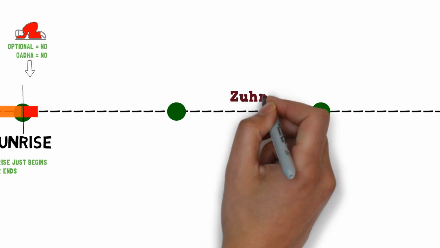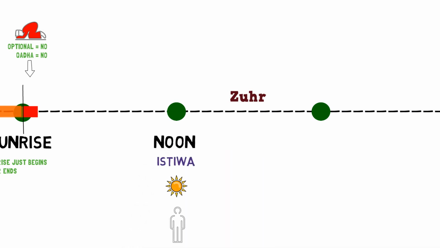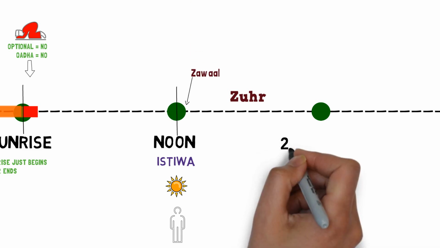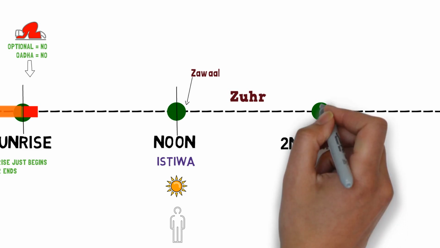Before we consider the start time, we need to have a look at Noon, Istiwa. This is when the sun is right above our head at its highest point. However, the start time of Zuhr is Zawal. This is just after the sun has passed its Noon or Istiwa time. So Zuhr starts at Zawal and ends at a second mithal.